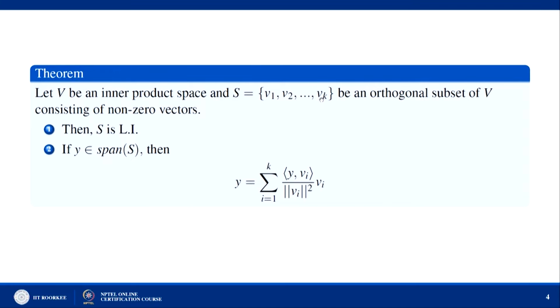How we can show this? Very easy to show. You see we have the set V1, V2 up to Vk. It is given to us that this set is orthogonal. Orthogonal means inner product of Vi with Vj is 0 for all i not equal to j. And we also know that Vi is not equal to 0 for all i because it consists of non-zero vectors.